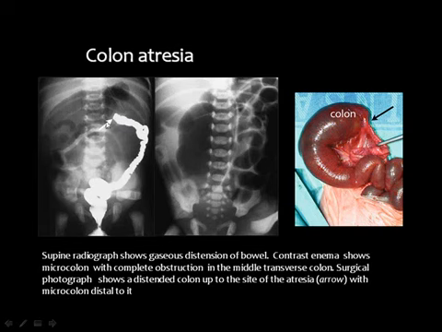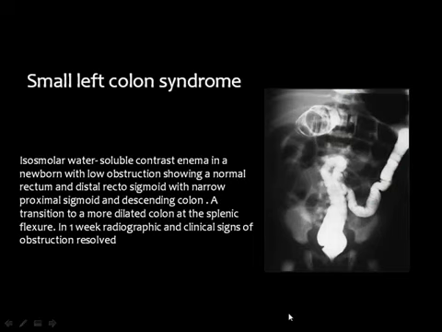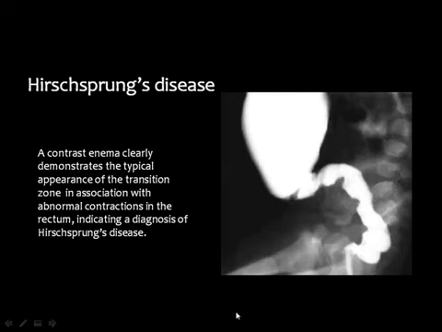And actually, because of this obstruction, you will get dilatation of the small bowel and distension with air. Then the small left colon or meconium plug syndrome means that there is some meconium inspissated in the proximal part of the colon. This will result in the distal part of the colon being relatively unused, and it will appear relatively small in size. Then you call it the small left colon syndrome.